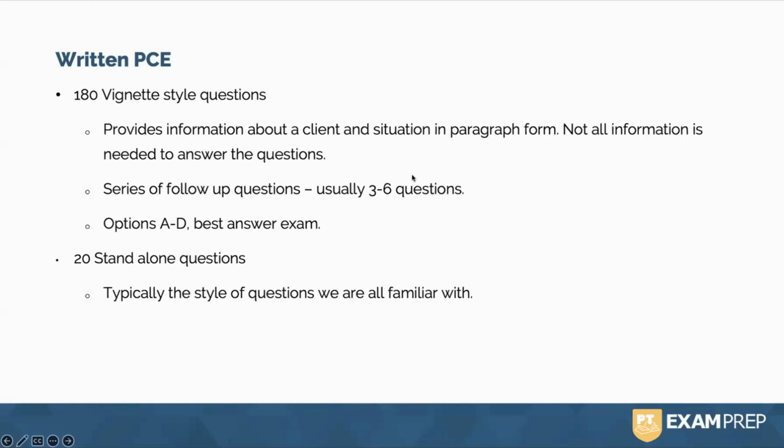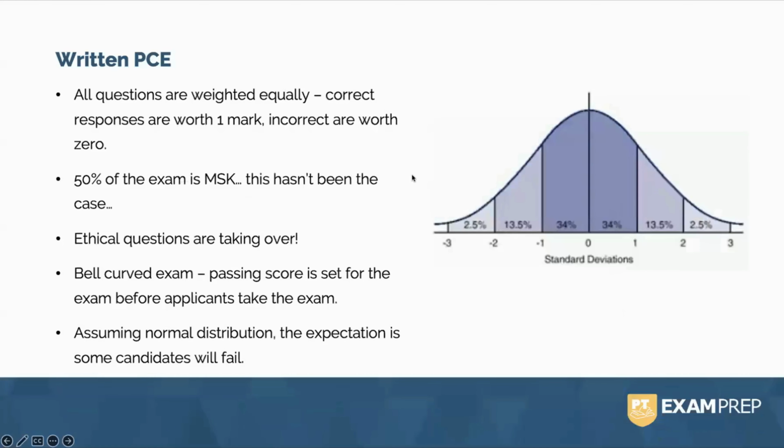So let's go into a little bit of the marking here. For this exam, all questions are weighted equally. Correct responses are worth 1 mark and incorrect answers are worth 0. 50% of the exam is going to be MSK. Now, here's the thing: this is definitely not proven to be the case. It's definitely showing that there are a lot more ethics questions. In fact, I would say ethics questions are absolutely taking over right now.